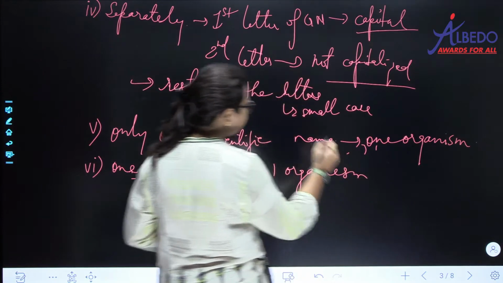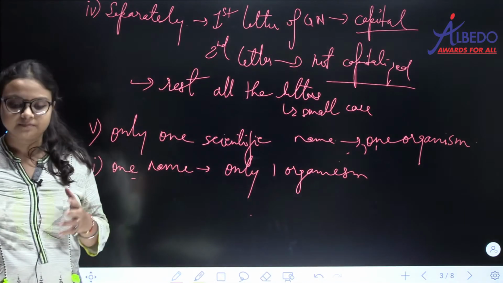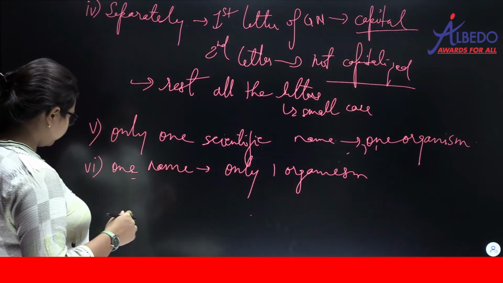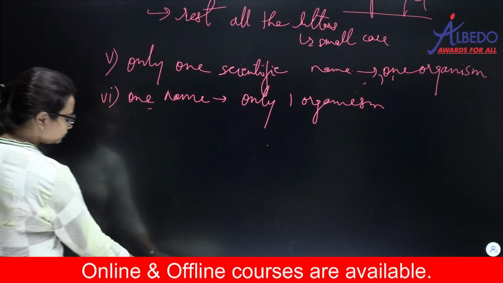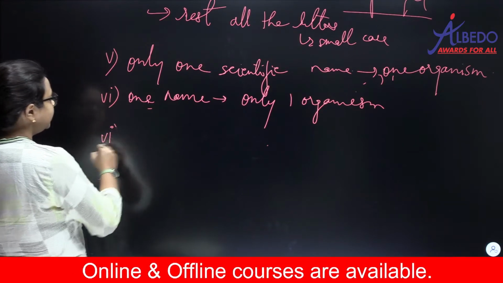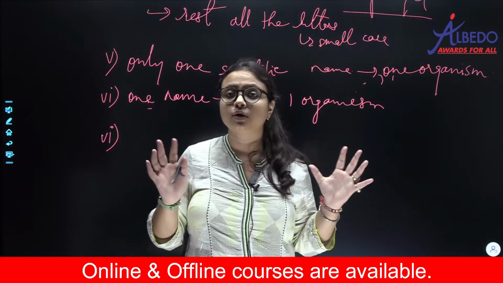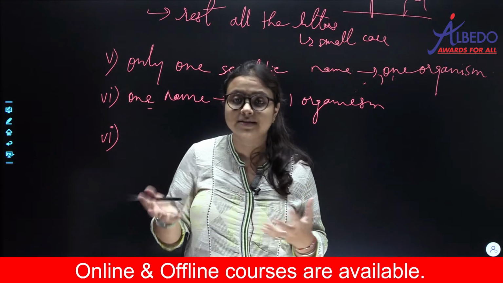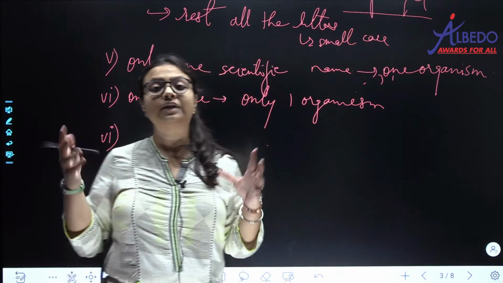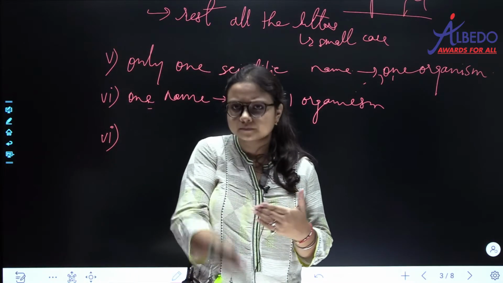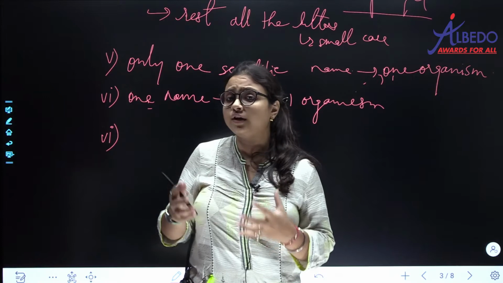ठीक है? One name must be there for only one organism. ठीक है? So the last rule which you have to study is that sometimes, what do you mean by author? Author means one who writes something. ठीक है? So the author of that particular scientific name can also be presented at the end of the word.